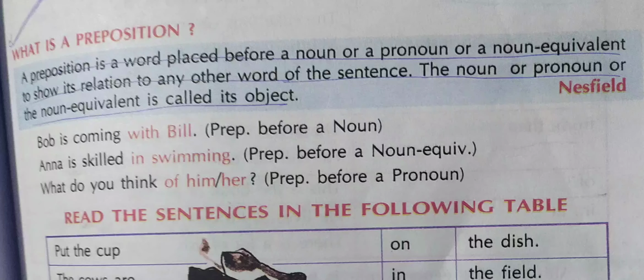What does it show? It shows the relation to any other word of the sentence, and there may be other words in the sentence. This preposition shows the relation of this noun or pronoun or noun equivalent with the other words in the particular sentence. I think that you may have understood. The noun or the pronoun or the noun equivalent is called object.